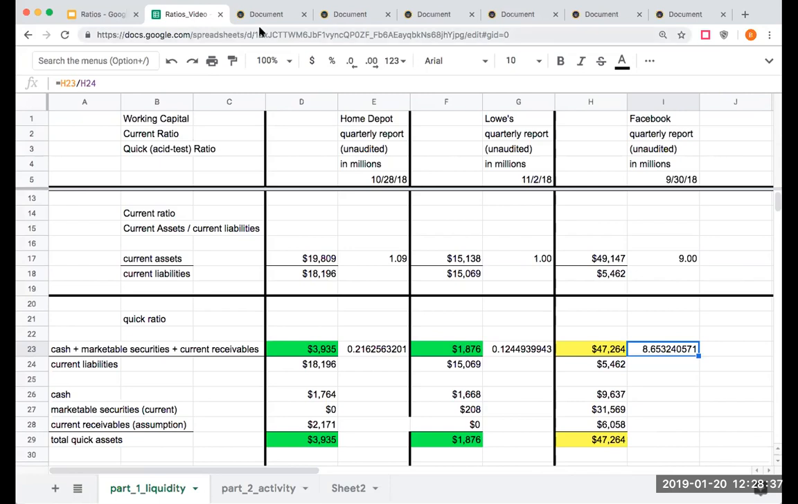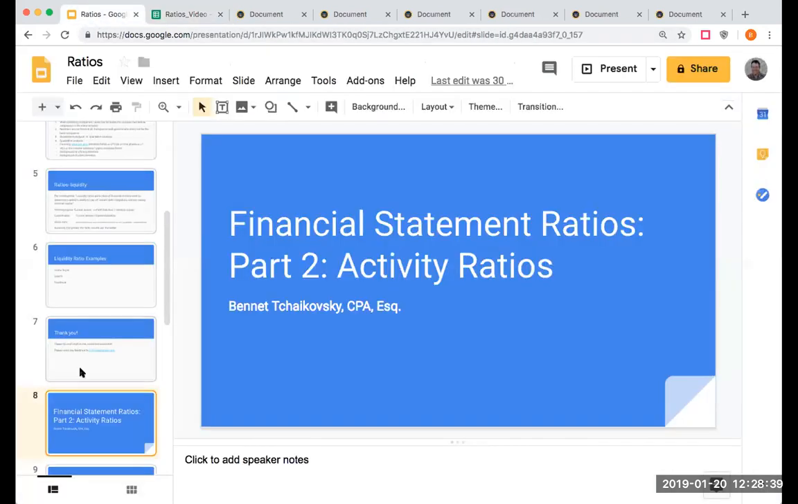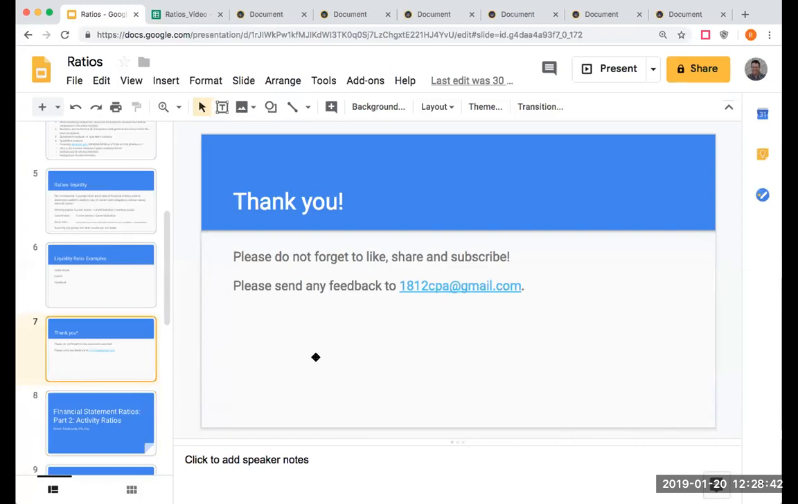So this is the end of this segment here on liquidity ratios.